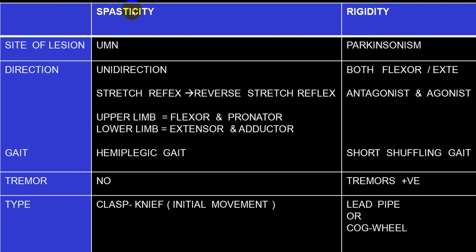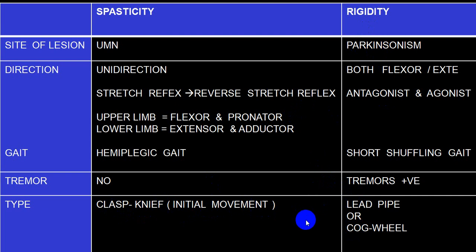And gait, typical in spasticity, will be hemiplegic gait, while in case of Parkinsonism, it will be a short shuffling gait. Usually tremors are not seen in spasticity, or we call upper motor neuron, while you will have static tremors very typically seen in case of Parkinsonism. You will have a classical demonstration of clasp-knife type rigidity, on initial movement followed by give way, while lead pipe or cogwheel rigidity will be demonstrable in case of Parkinsonism.